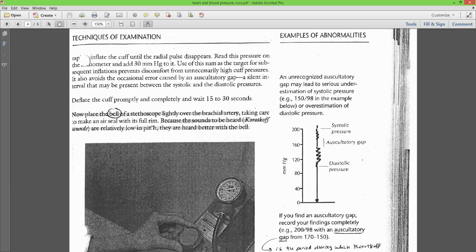However, in real life, if you talk to enough practitioners, it kind of doesn't matter, and most people default with the diaphragm anyway, okay? However, you can split hairs and do the bell over your low pitch sounds and the diaphragm over the high pitch sounds.